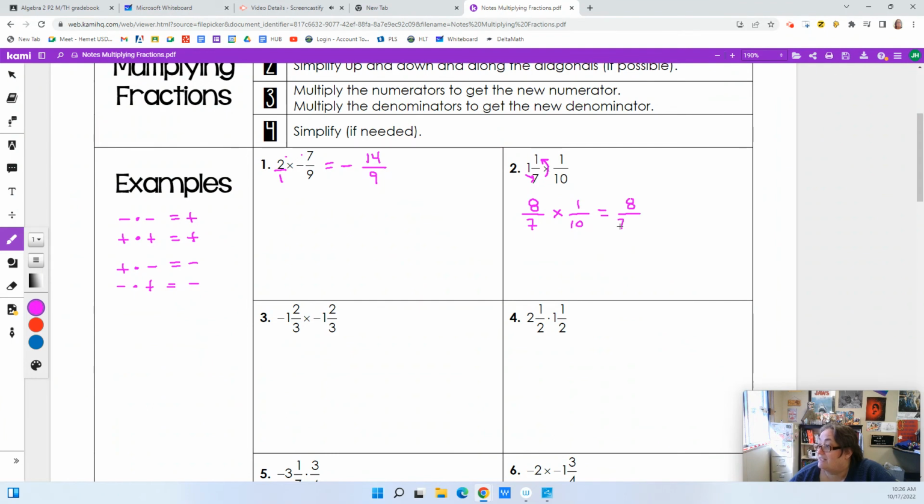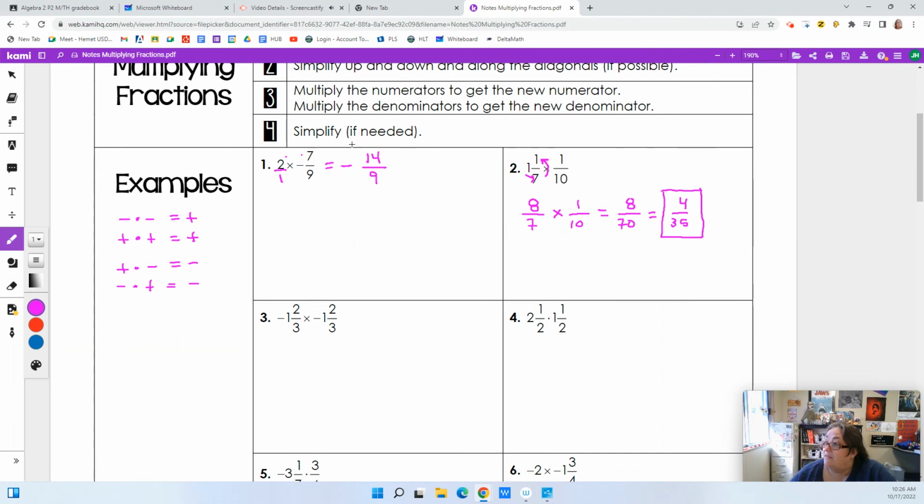7 times 10 is 70. And now I'm going to simplify. Imagine having a pizza slice like that. Imagine 70 slices of pizza divided by 70? Now, I know both of these are even numbers, so I could divide 8 by 2 and get 4, and I could divide 70 by 2 and get 35, and I have 4/35 is my simplified answer.